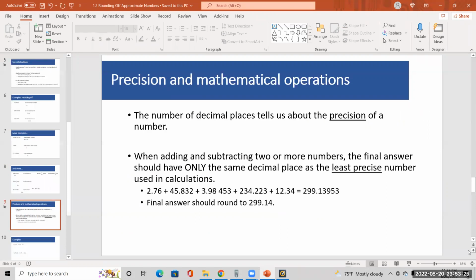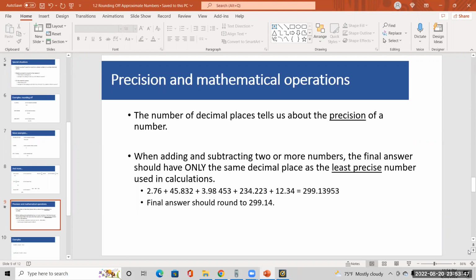Okay, now we have something called precision in mathematics, okay? And it basically boils down to the number of decimal places. How precise can we be? If we're adding and subtracting 2 numbers, then the final answer can only be as precise as the least precise involvement, okay?